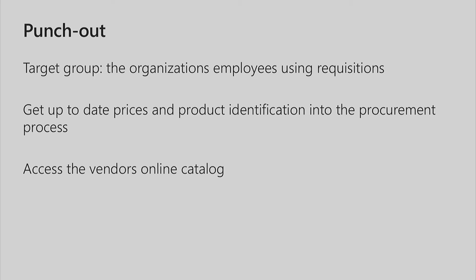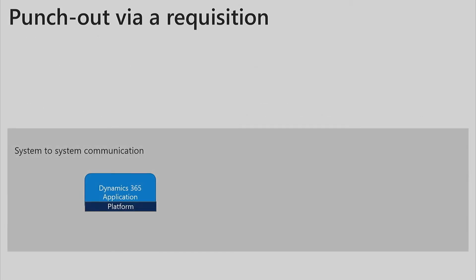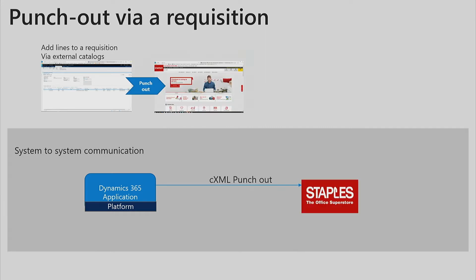The requisition is basically to get the expense approved. So let's take a look at that process. As I said, we're starting from a requisition here, and at the bottom, I try to illustrate what's actually happening behind the scenes as communication between the organization and the vendor. When we are punching out, we're sending a request to the vendor with the cXML protocol. Of course, you need to have an agreement with this vendor. You need to have credentials and so on, so it has to be set up on both sides.